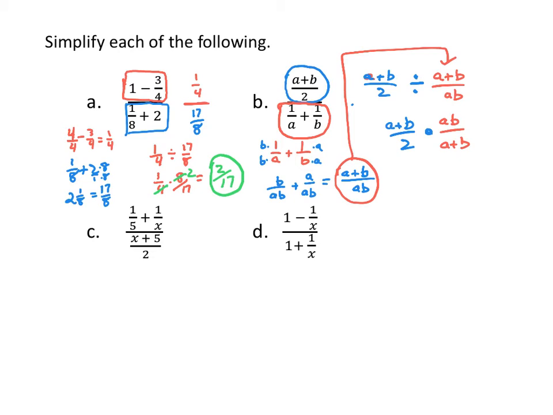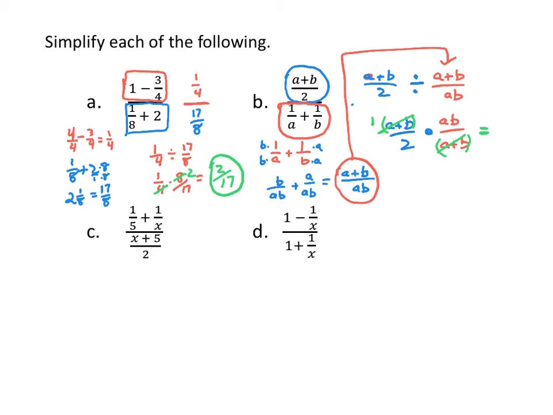Okay, reduce. And you might be looking at that going, reduce? Yes. See, this whole numerator is a plus b. This whole denominator is a plus b. They are the same. It's like canceling out a 5 and a 5, or a 3 and a 3. Canceling out the a plus b with the a plus b.